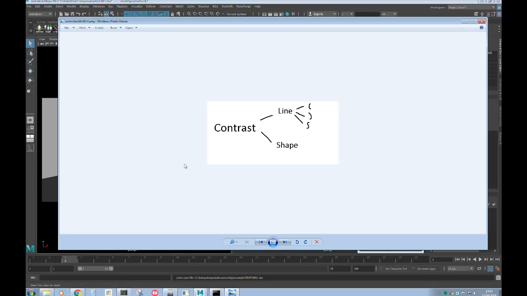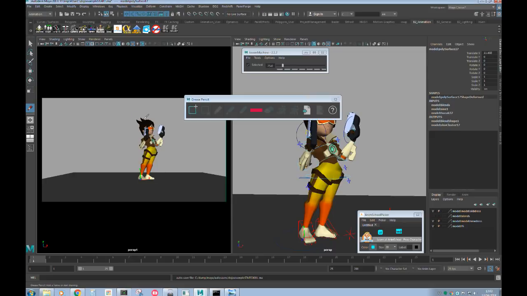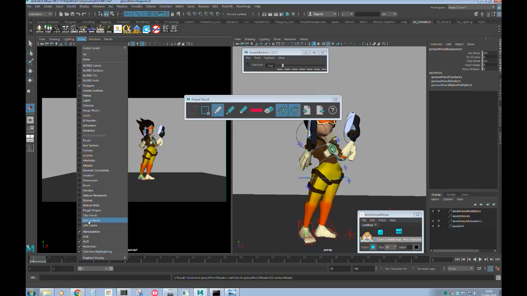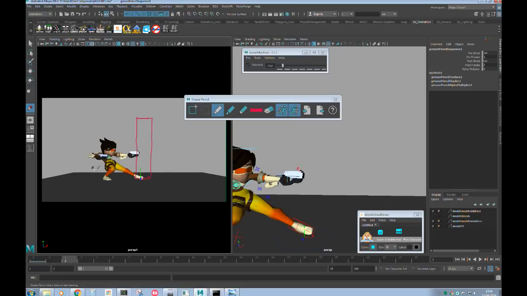The second way to get contrast is by shape, and when I think about shape, I think of boxes. It's more like the way you look at the overall. If we look at this, using the grease pencil, this is a tall, thin box compared to this, which, if we ignore the head, is wider and flatter. So you're getting contrast between those two shapes.